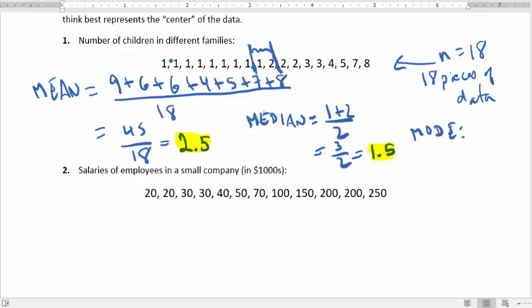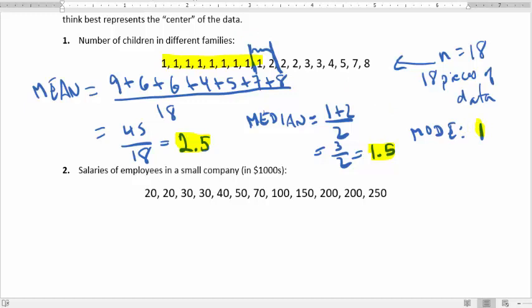is just going to be, well, I had a bunch of ones, right? There were 9 ones, right? So that's the one that appears most frequently. So my mode is going to be 1 because there were 9 of those, right?